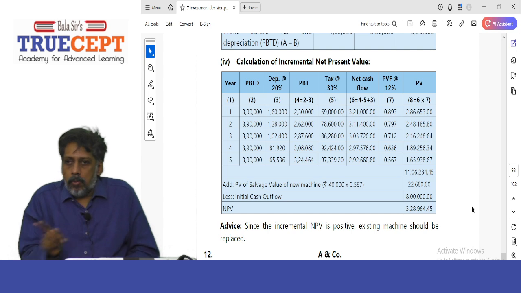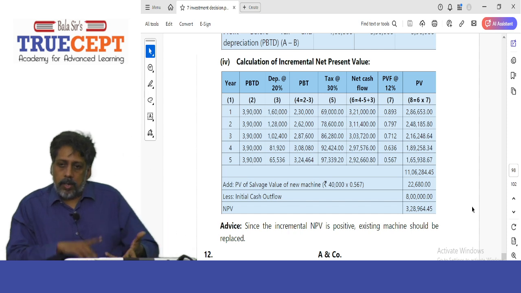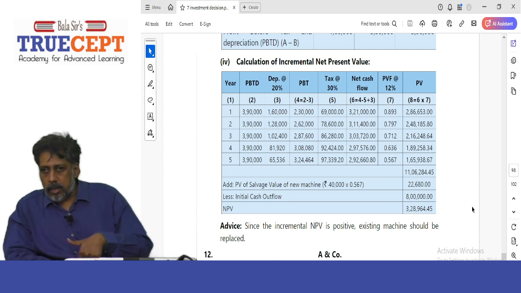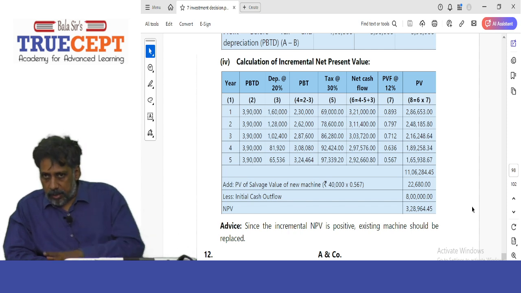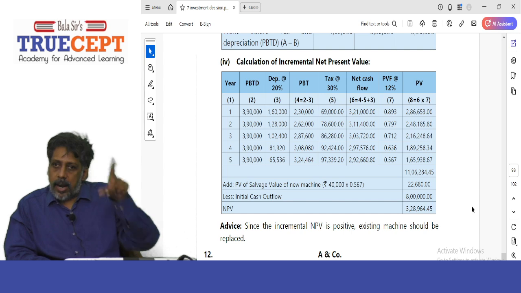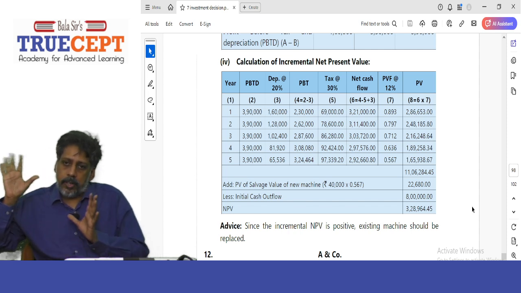And once you get PBT, on that apply what? Income tax rate, 30%. On that amount, apply 30%. For example, for year 1, 3,90,000 minus 1,60,000, exactly, 2,30,000. On that, apply 30% tax, which is 69,000. Subtract that. Do that for all the next 4 years, right?